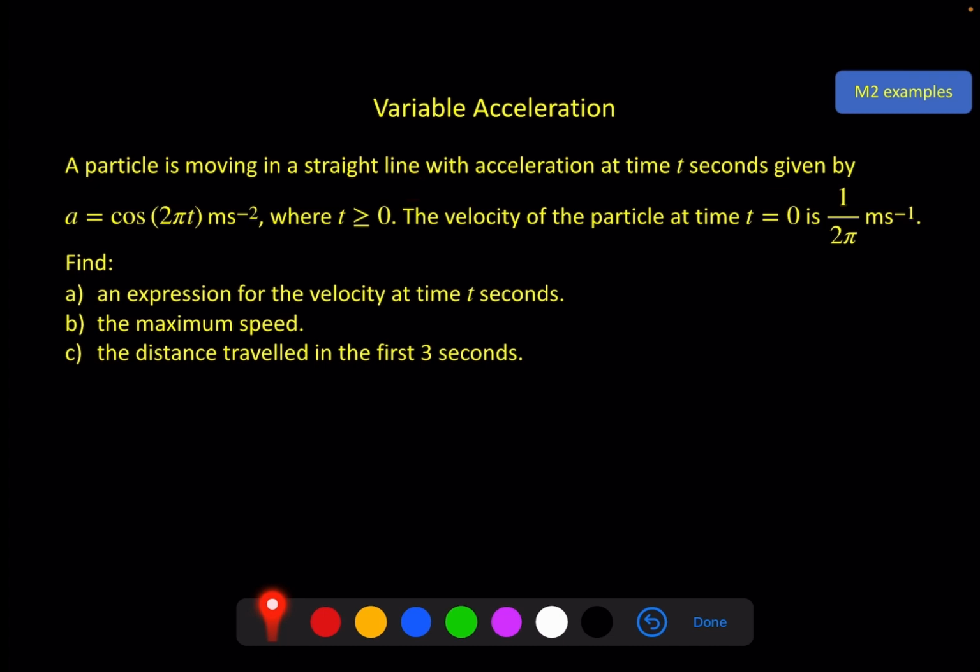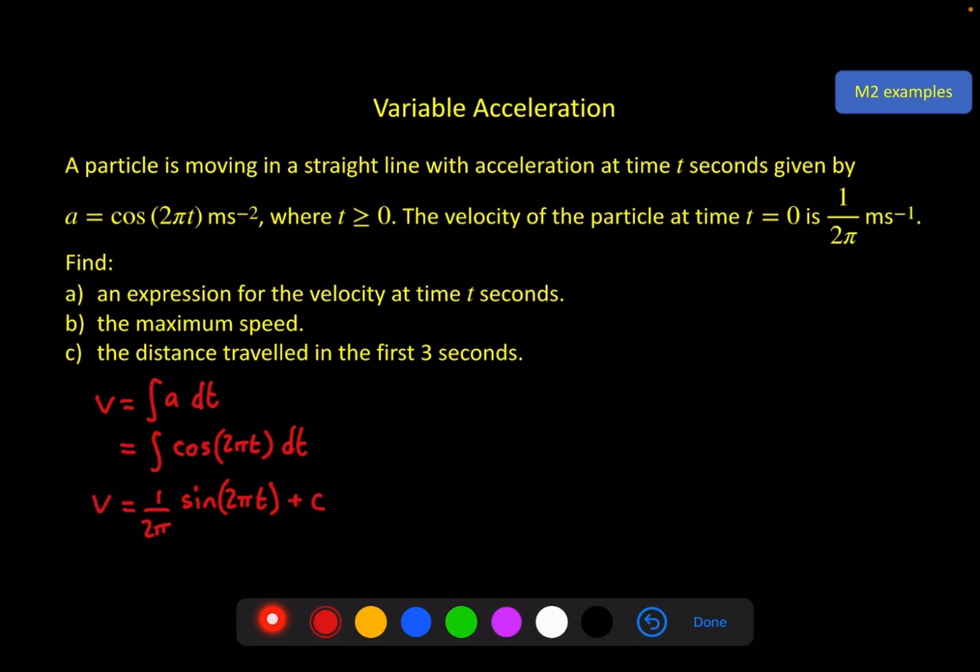So we need to find an expression for the velocity at time t seconds. We know that the velocity is equal to the integral of the acceleration with respect to time. And we know that the acceleration is cosine of 2 pi t. Integrating this gives us sine 2 pi t divided by the derivative of the function inside the brackets, 2 pi. So you get 1 over 2 pi sine 2 pi t plus the constant of integration.